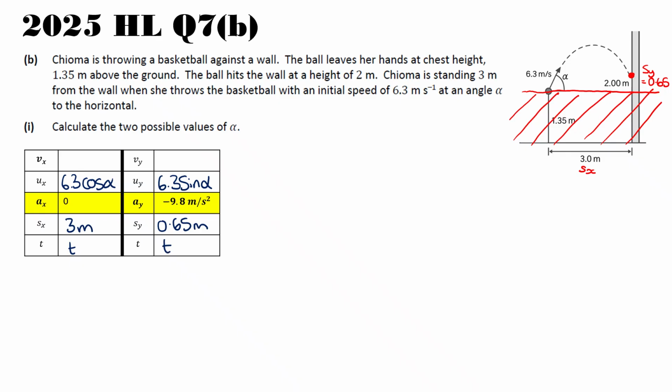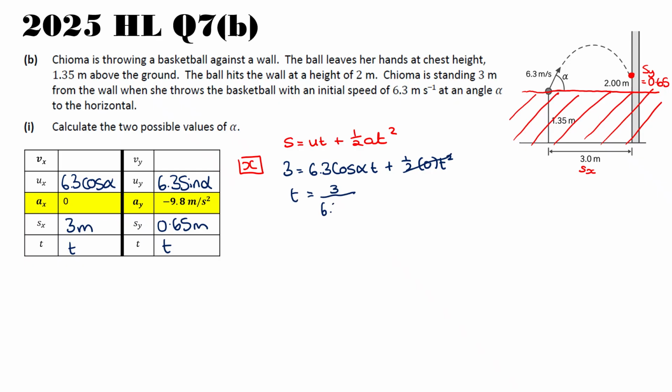So we have two unknowns. We have our time t and we have our alpha. So we're going to work with two equations, but that's okay because we have the x direction and the y direction. For both, we're going to use s equals ut plus a half at squared. So let's work in the x direction first. Our equation is s, which is 3, is equal to 6.3 cos alpha t plus a half times 0 t squared. That's all gone. So t is equal to 3 divided by 6.3 cos alpha.